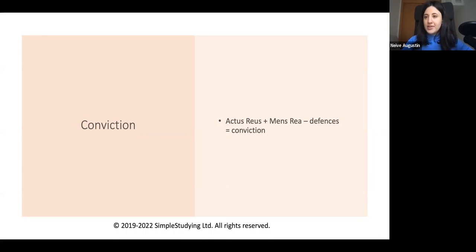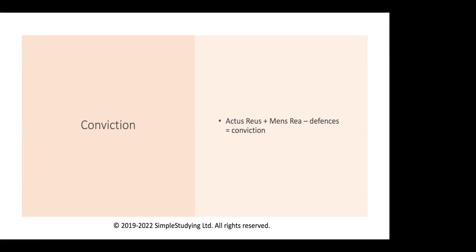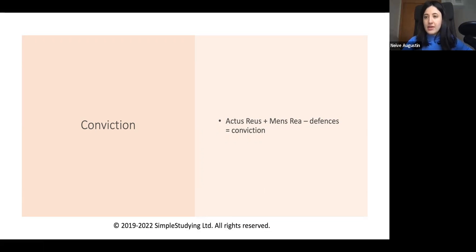Conviction. What is a conviction in criminal law? Actus reus is a physical element of the crime. Mens rea is a mental element of the crime. Minus defenses equals conviction. So a defendant can only be convicted when there is actus reus, when there is mens rea, and when there are no defenses. Therefore, in a problem question in criminal law, you need to always start with a discussion of actus reus and mens rea.